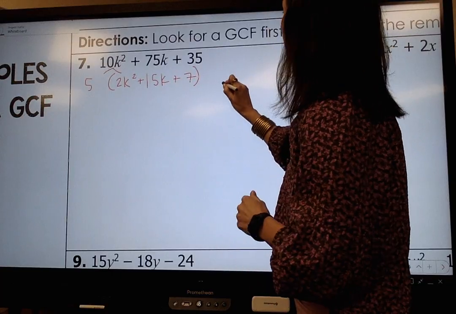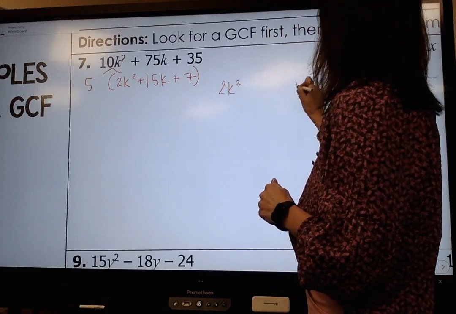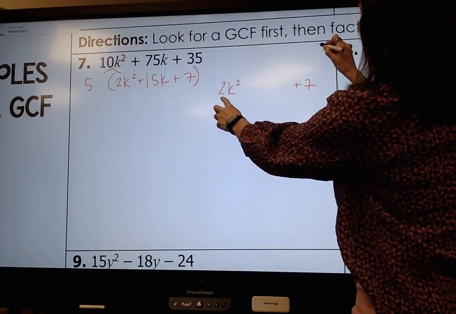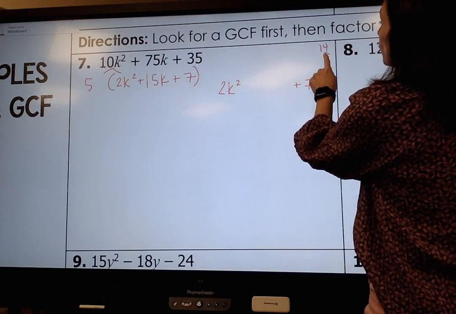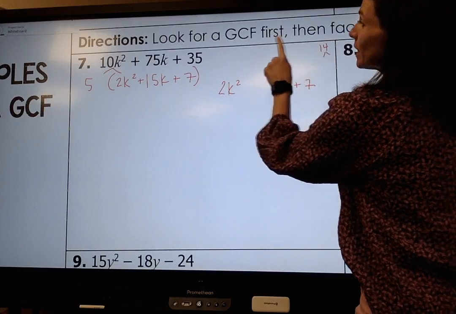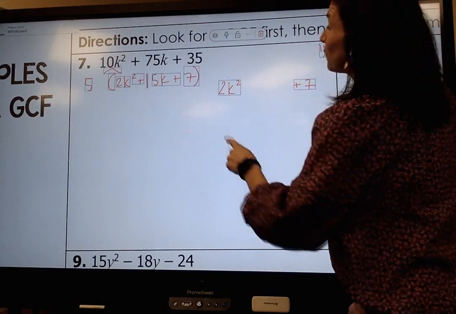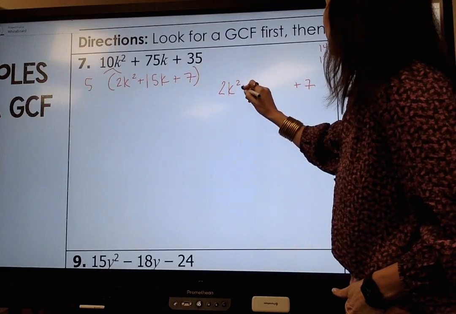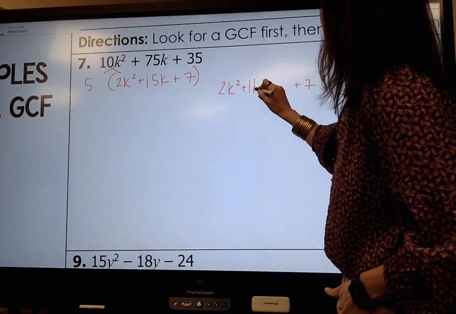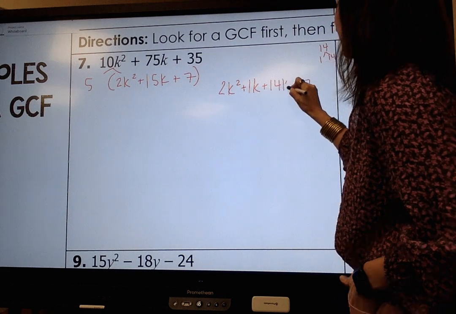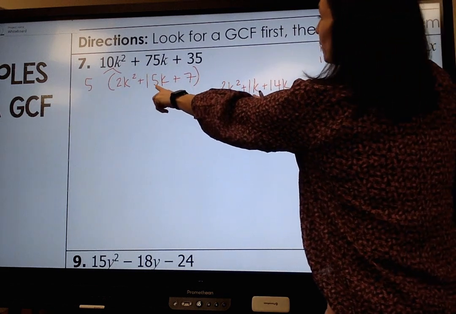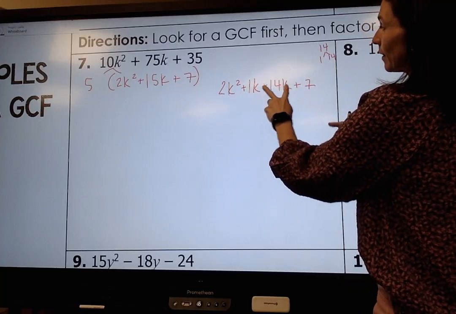So remember in the grouping method, my first term doesn't change, my last term doesn't change. I still multiply those numbers. 2 times 7 is 14. Two numbers that multiply together to give me 14 and combine together to give me 15 are 1 and 14. So I split that up and I get plus 1k plus 14k, just what I did. I'm just moving this 15k to reflect that linear term.